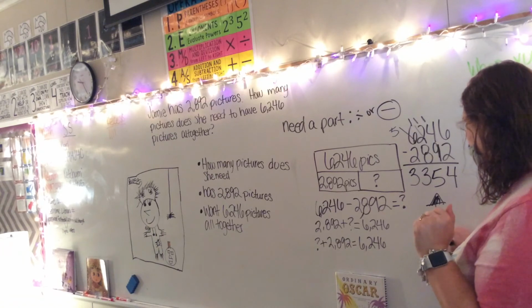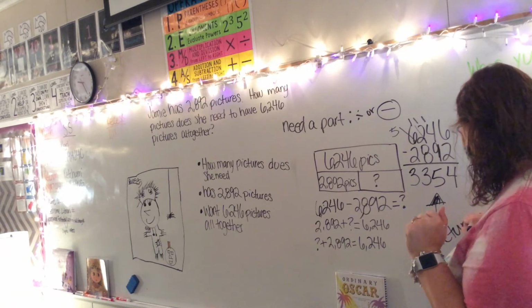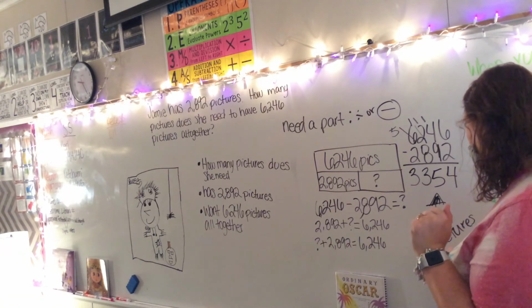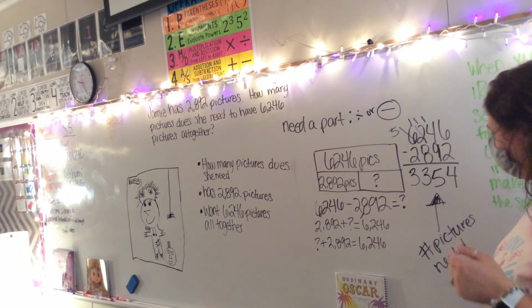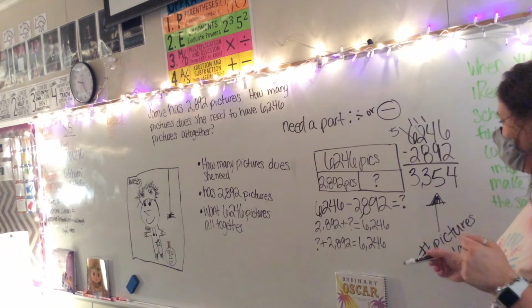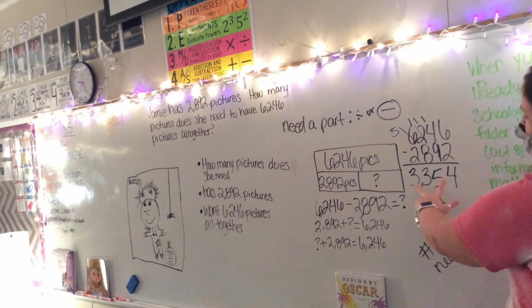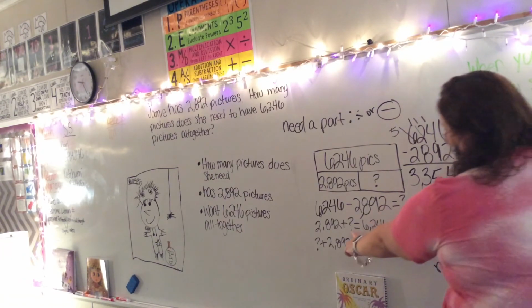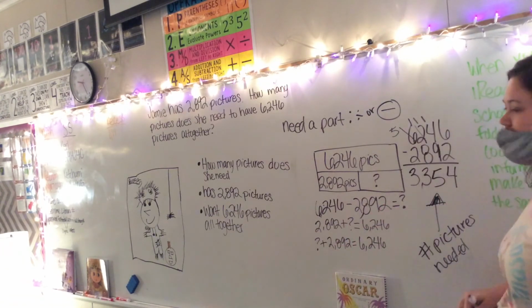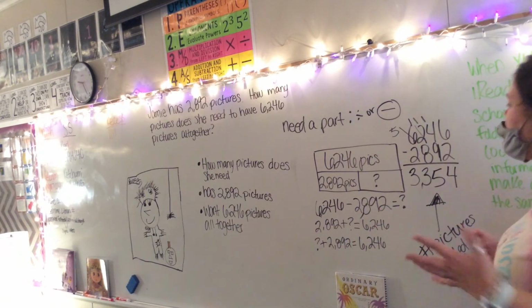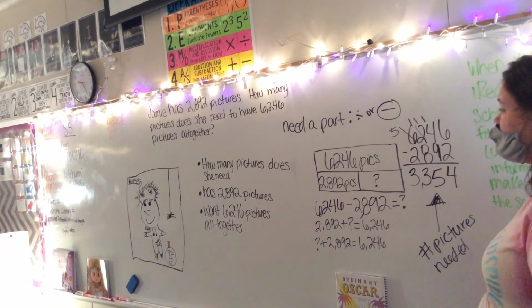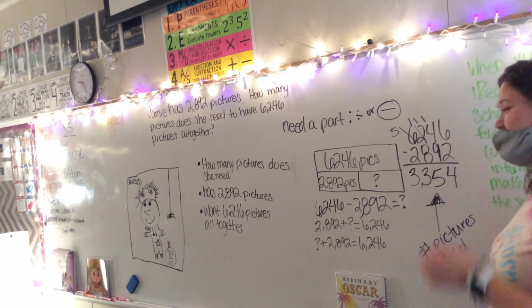Check my work. How can you check it? By adding. You can add 3,354 and 2,892. Yes, I can literally take this answer and plug it in where my question mark is and add it up to see if I get 6,246. And I do! Okay.